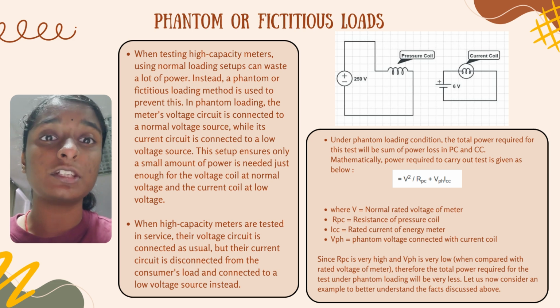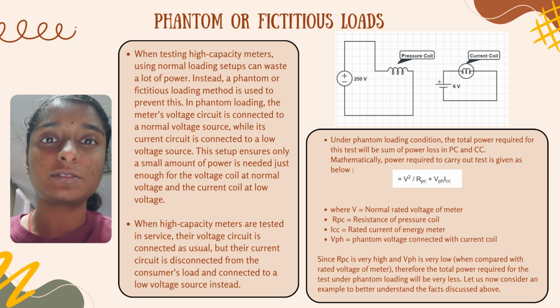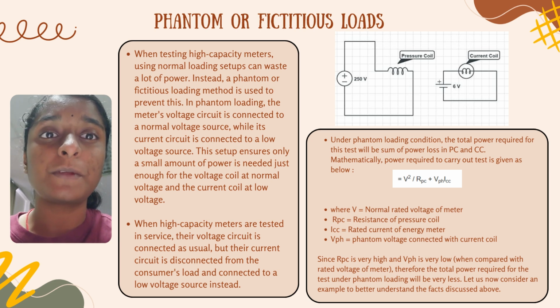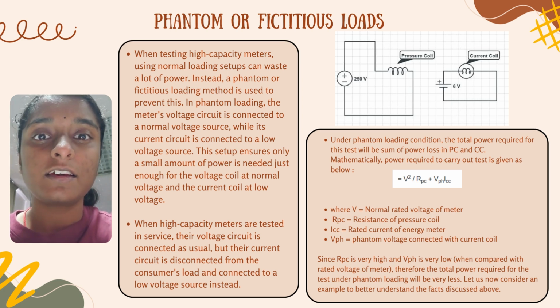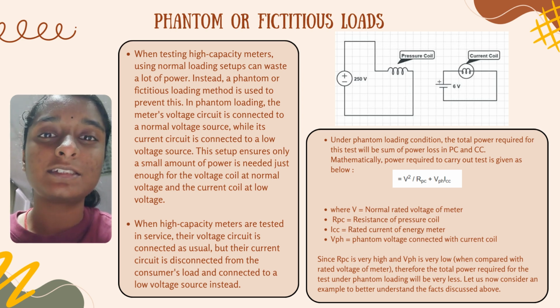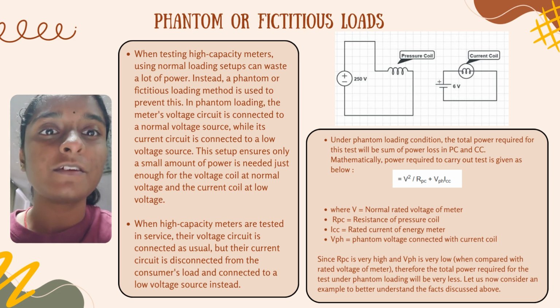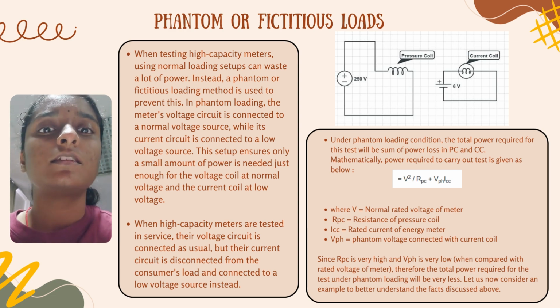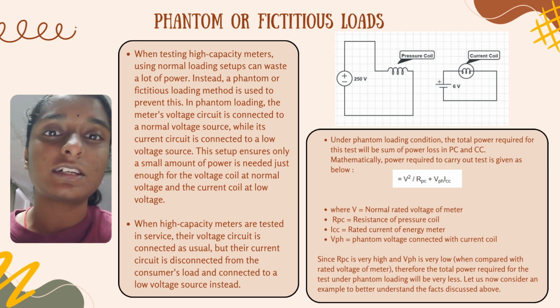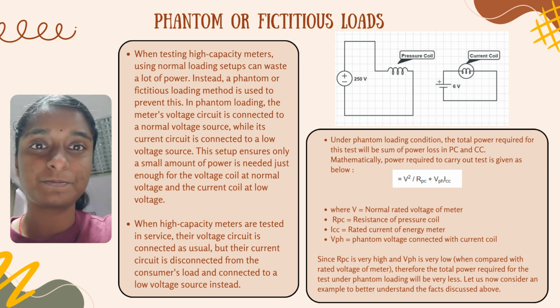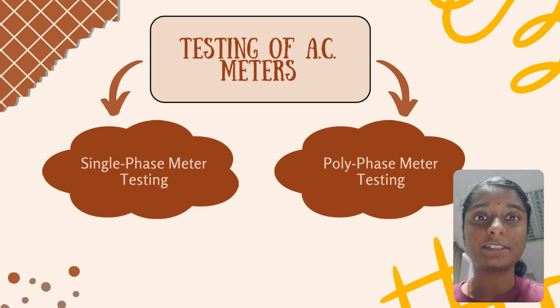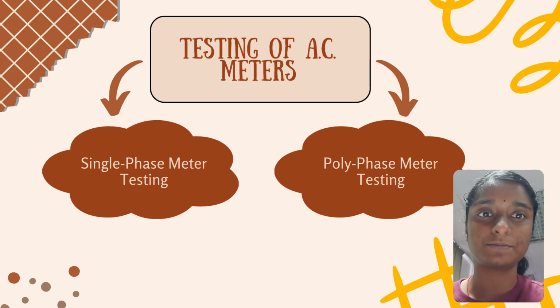So under phantom loading conditions, the total power required for the test will be the sum of power loss in pressure coil and current coil. So this is the formula, and since the resistance of the pressure coil is very high, the voltage of the pressure coil is very low when compared to the rated voltage of the meter. Therefore, total power required for the test under phantom loading will be very less. Next, to test the AC meters, there are two types, which are single phase meter testing and polyphase meter testing.